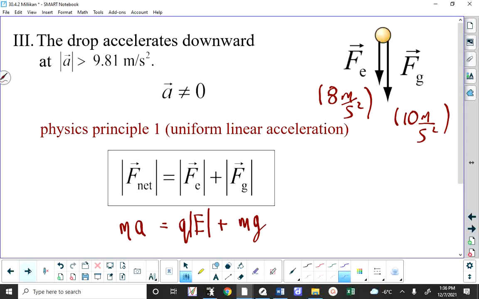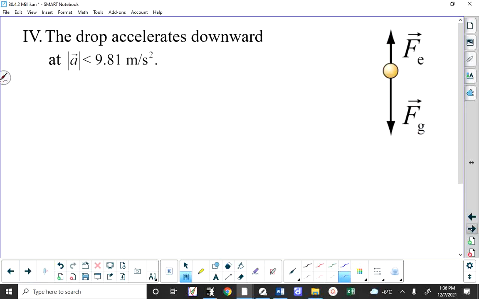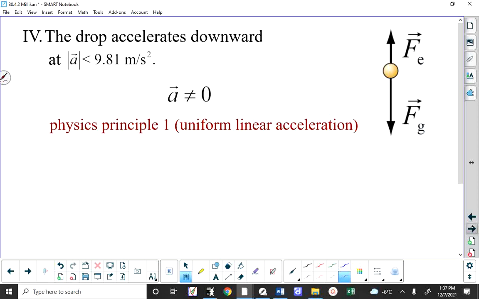What if the drop is accelerating down less than 9.81? So just take a look at these two vectors and convince yourself that it will, first of all, accelerate down, and it has to be less than 9.81 downward. Okay, it's going to accelerate down because the gravitational force is greater. So we have unbalanced forces. Get this out of the way first.